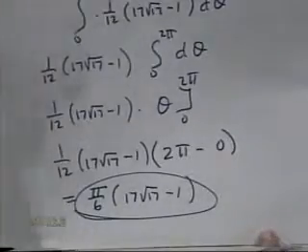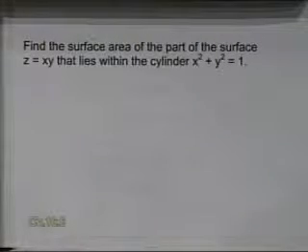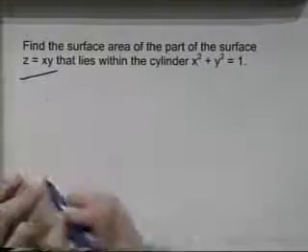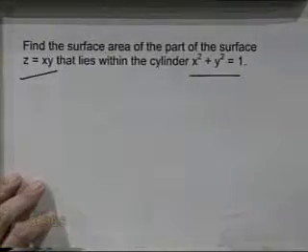Okay, nice problem. Now this is the last one. This was the penultimate, that means next to last. Now we're at the last. Find the surface area of the surface z equals xy that lies within the cylinder x squared plus y squared equals 1. This is my surface. This is my region.